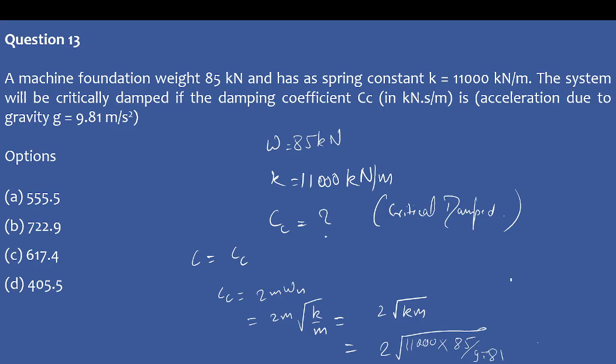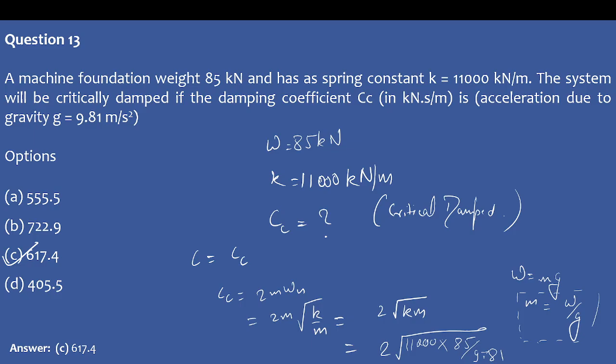So weight is mg, and m is equal to weight by g, right? Sir, I'm getting 617.44 kg. Option C, 617.44, right? Yes, sir. Option C.